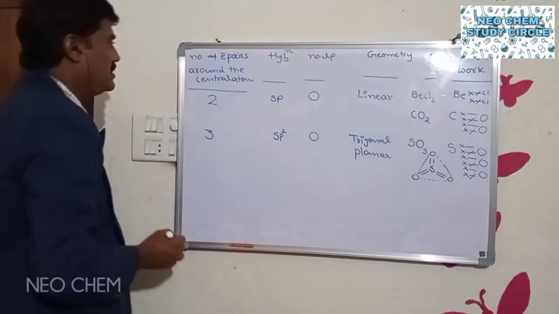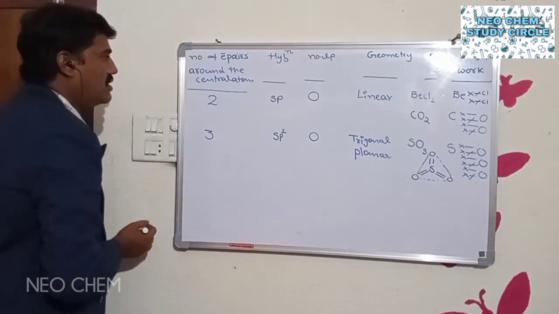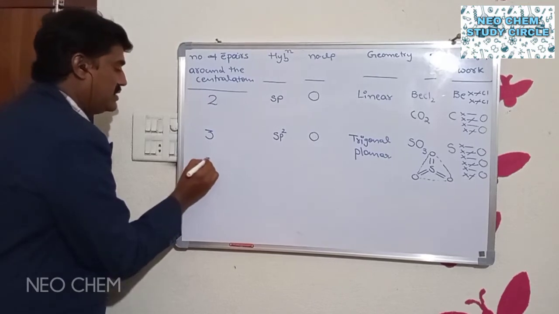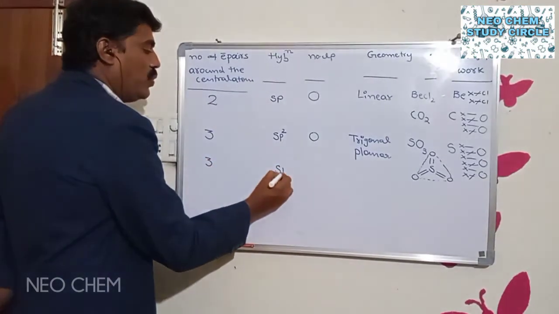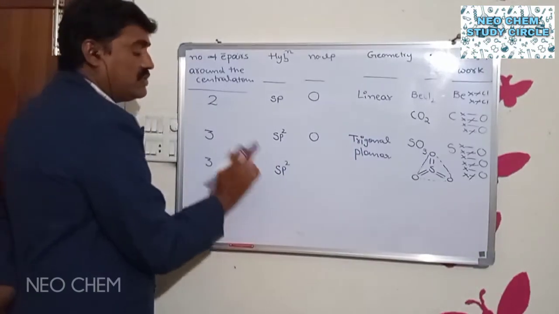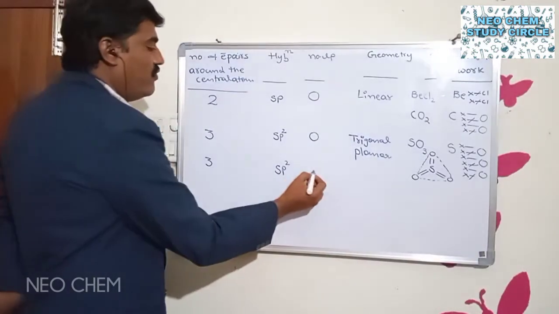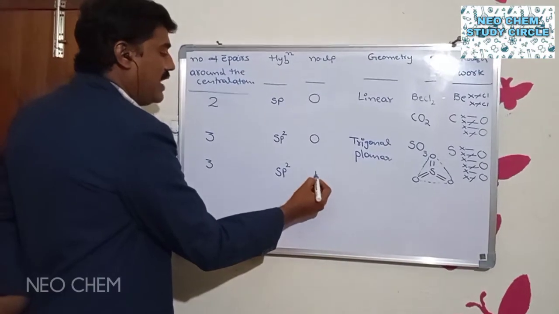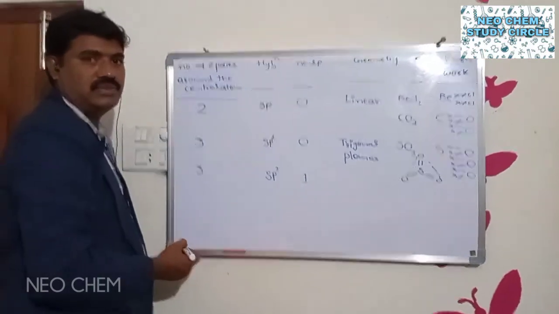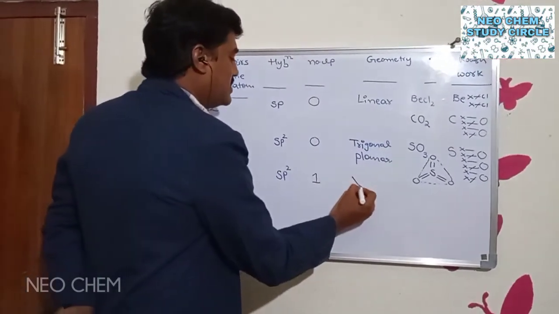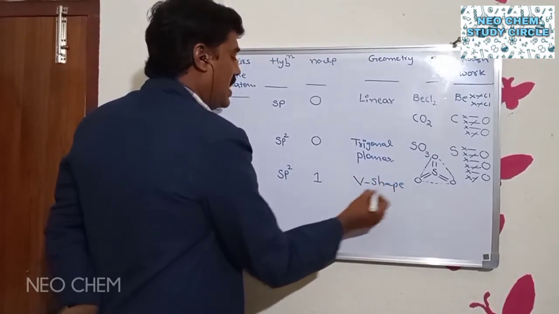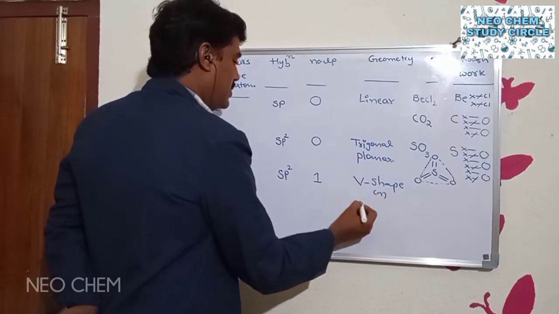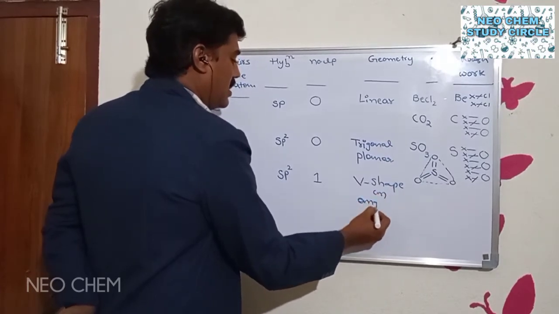Okay, next, same number of electron pairs around the central atom is 3. So hybridization will be sp2. After sp2 hybridization, if one lone pair of electrons is remaining over the central atom, then geometry is V shape or angular shape. Angular.